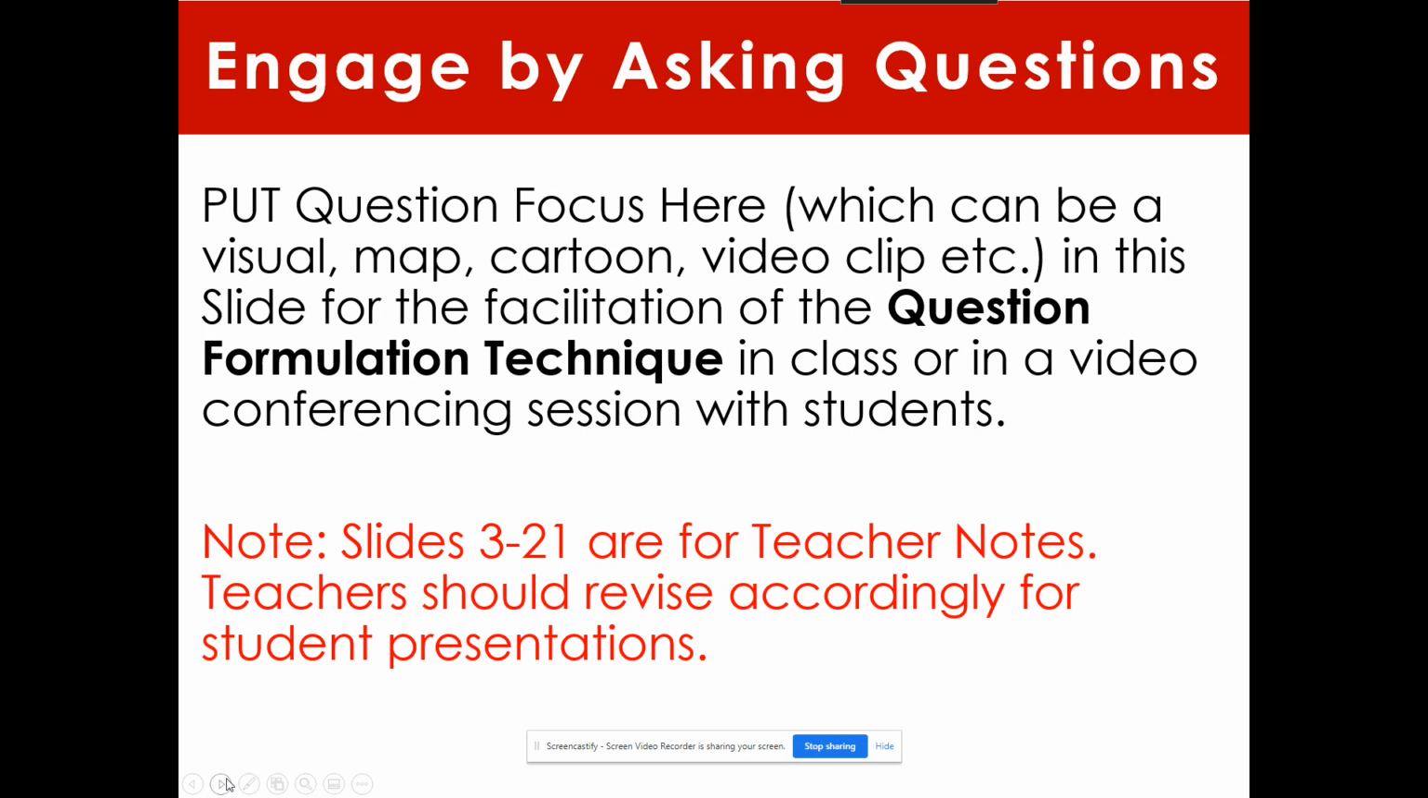This can be done in class, or for distance learning can be done in a video conferencing session with students in a whole group. You'll note that the following slides that we are about to go through here, in slides 3 through 21, are for teacher notes, and teachers should revise them accordingly for student presentation.